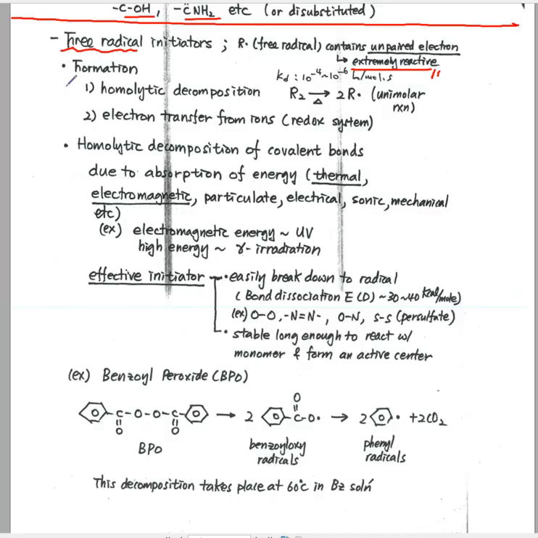There are mainly two different ways to make free radicals. The first way is called homolytic decomposition, in which a certain compound is decomposed into two identical radicals.